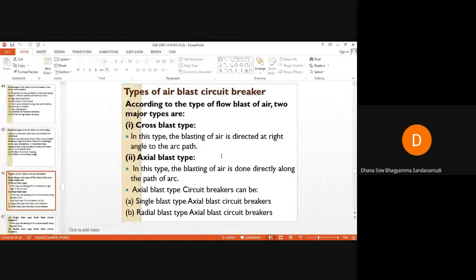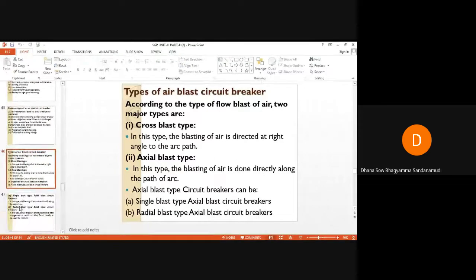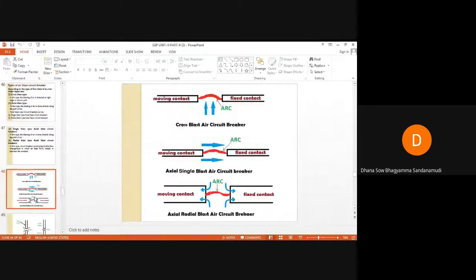There are two types of air blast circuit breakers. According to the type of flow of the blast of air, two types are there. One is the cross blast type, another one is the axial blast type.